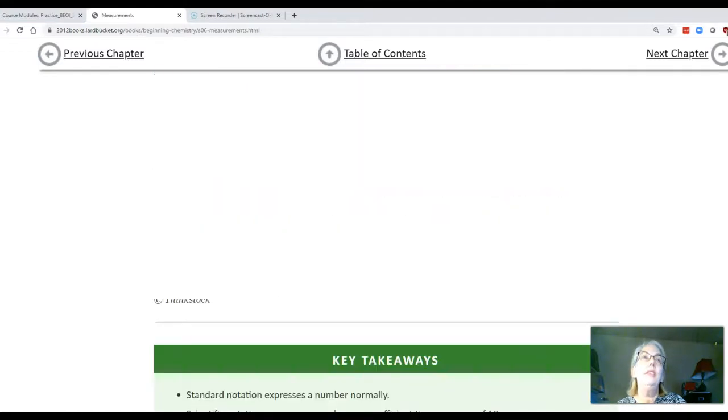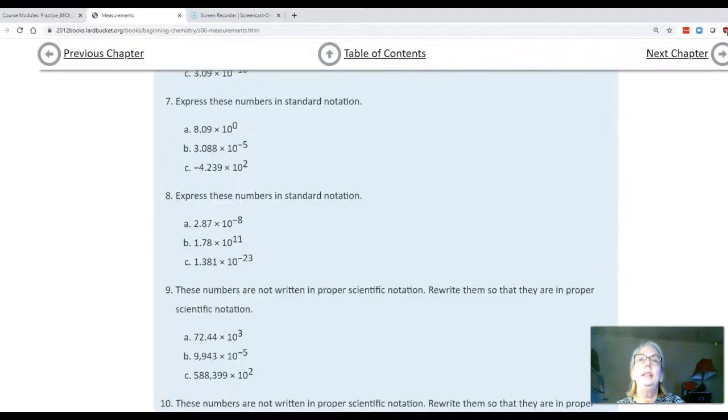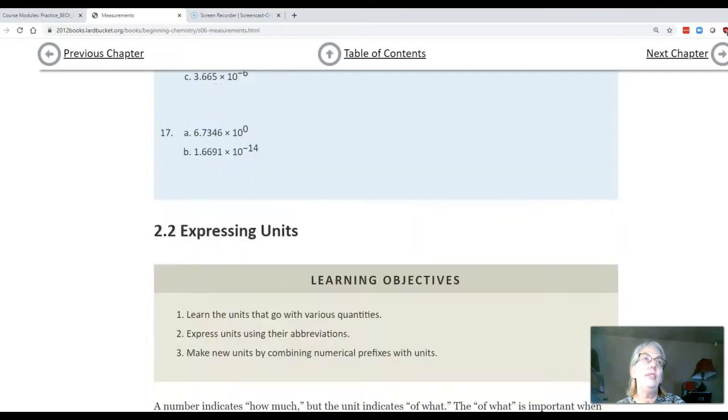So I just want to cover the things that are important for this chapter. And there are some example problems here you can try. Remember, these are not the homework. These are problems for you to try out on your own. So I would recommend that you do that.